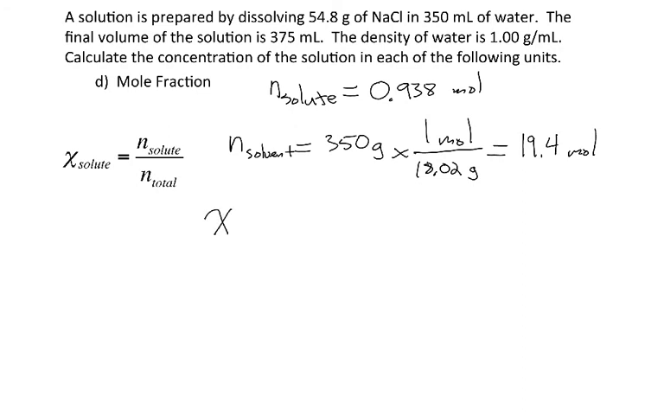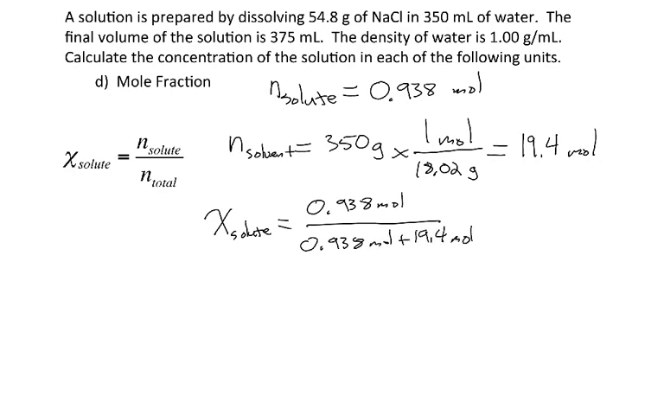So the mole fraction of the solute is the moles of solute divided by the total moles, which is solute plus solvent. So when I divide that out, I get 0.046. And for my units, because I have moles divided by moles, those cancel, and mole fraction does not have units. So this is all I need for my answer.